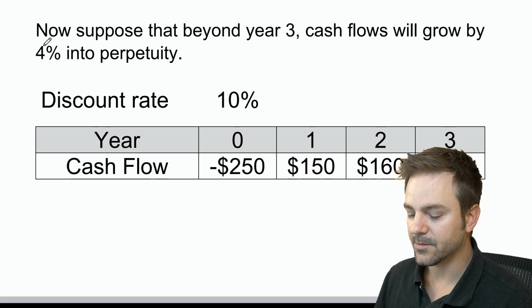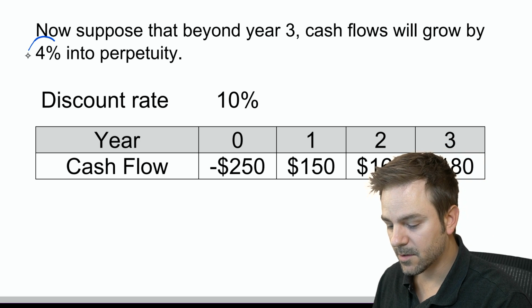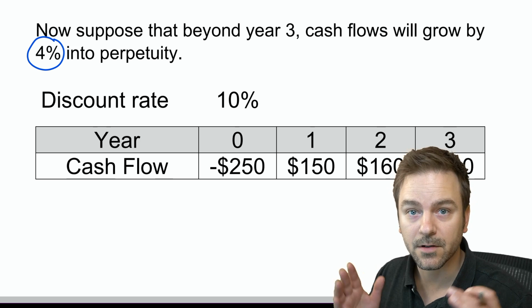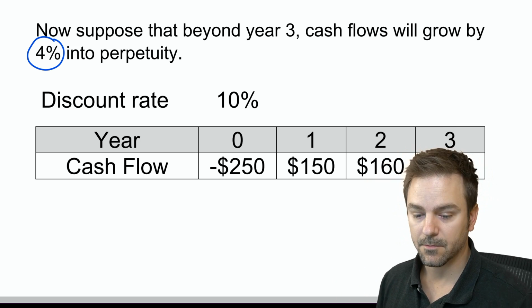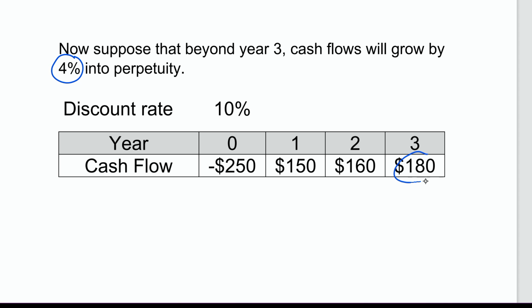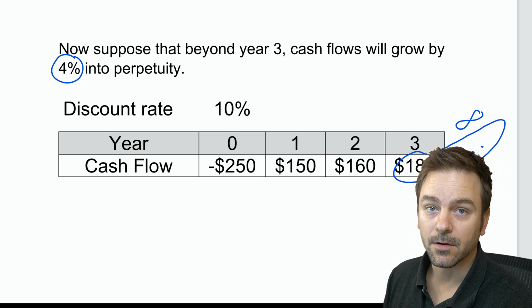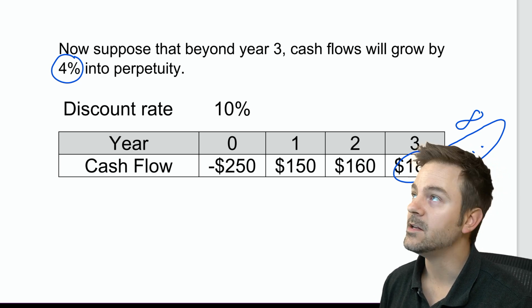So what's happening is in year 3 and onwards, the cash flows are going to grow by 4% forever until the end of time. So imagine that beyond year 3, we had an infinite series of cash flows growing until the end of time, and we need to take that into account. So it's not really ending in year 3, it's going to continue on forever.